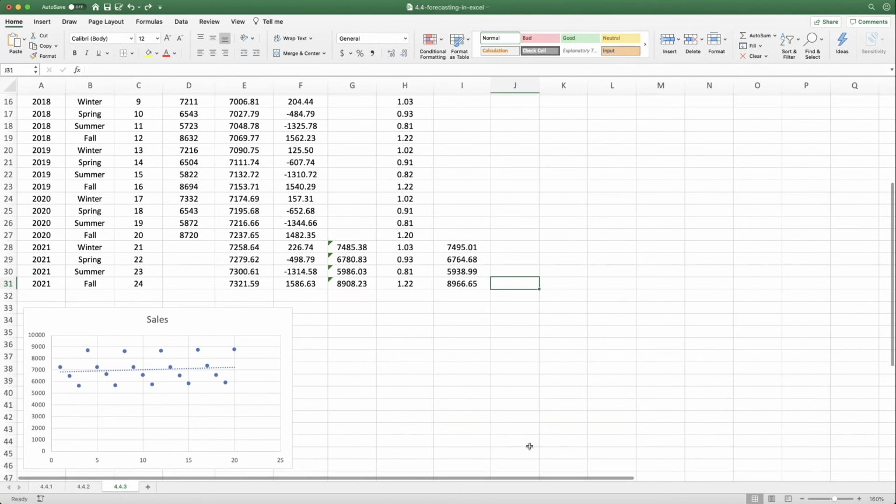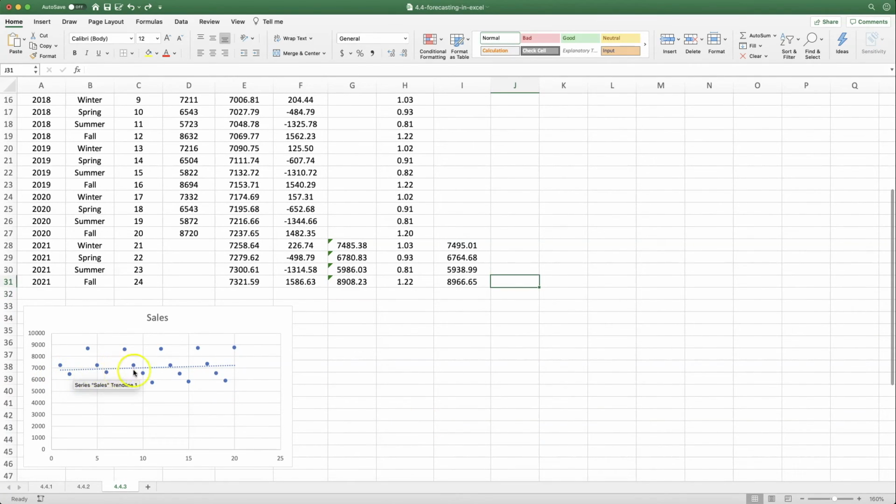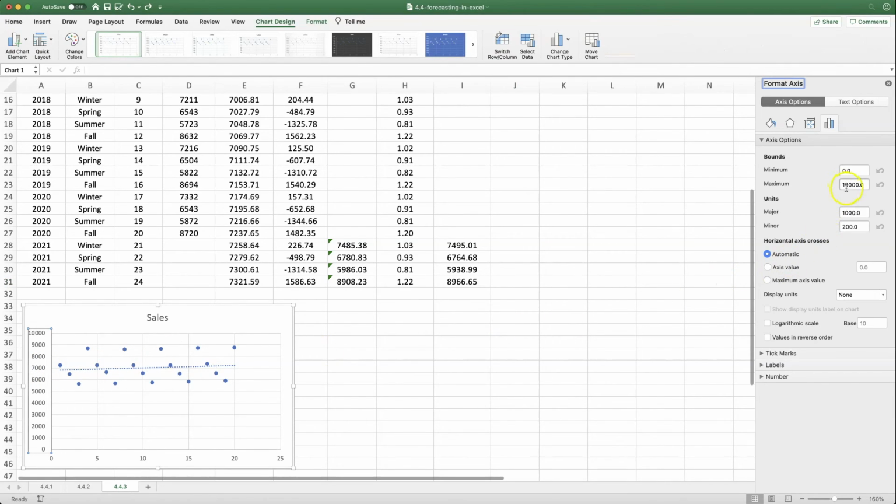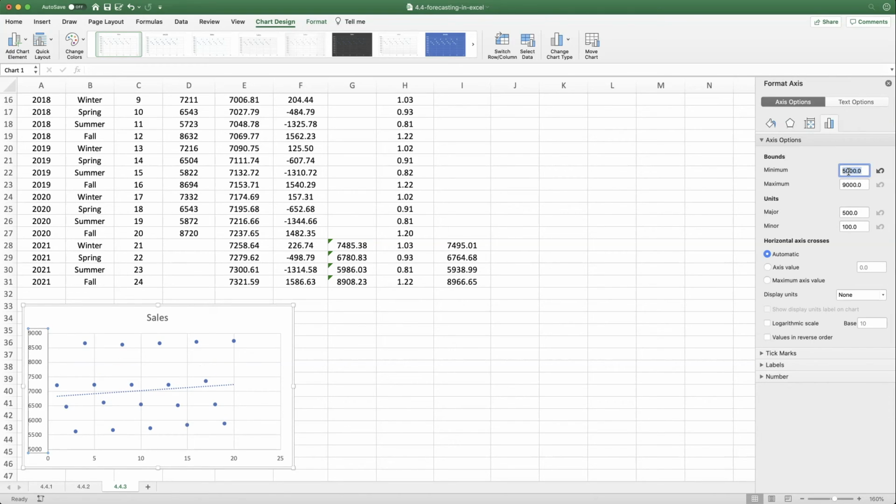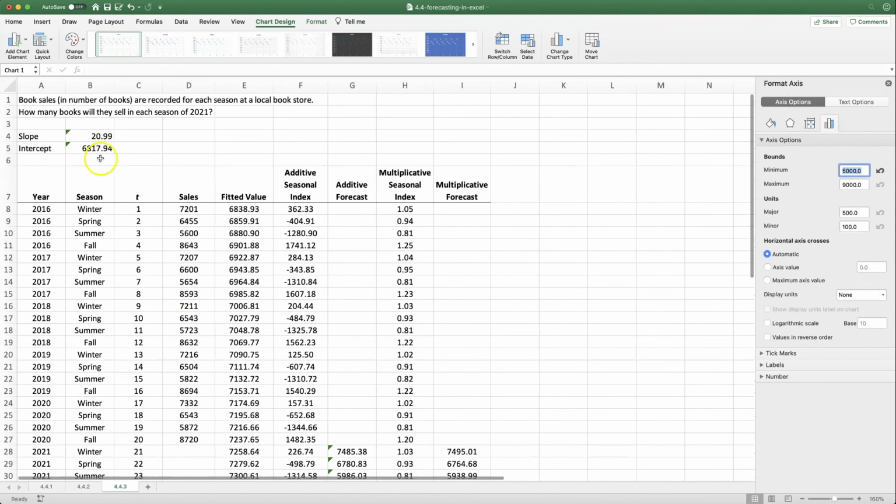Looking at our plot, we notice that the regression line goes up. It doesn't look like it's going up a lot right now, but if we change the axes to start at 5,000 instead of 0, we see that the trend is that the sales on average are moving up a little bit. They're moving up by 21 books per year. That's the slope of this line.